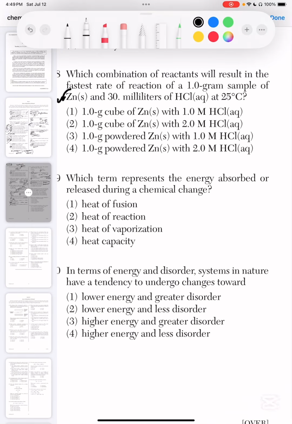Which combination of reactants will result in the fastest rate of reaction of a 1 gram sample of zinc and 30 mL? So you want powder, because to increase surface area, right? Increasing surface area increases the rate of reaction, and you want a more concentrated solution if possible, because the likelihood of a collision with proper orientation increases as you increase the concentration of the reactant and you increase the surface area of the reactant by powdering it.